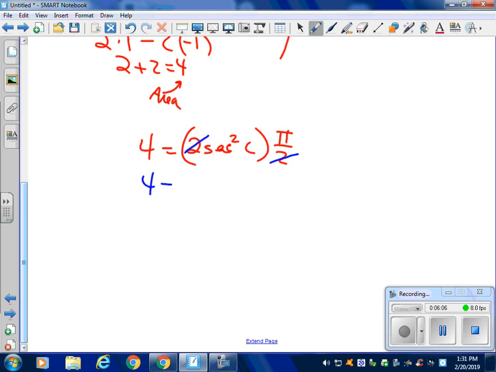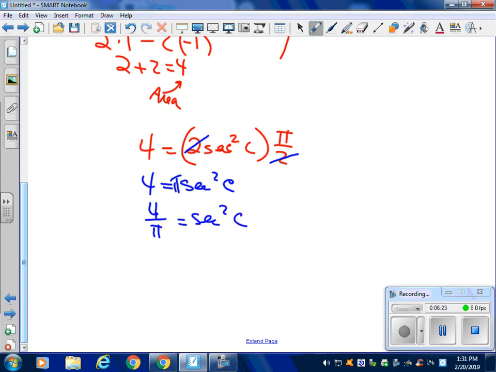So I have 4 equals pi secant squared of C, and I'm going to put that pi in front of it because it's like a number. Pi is a number, it's not a letter. So we can divide by it. Everybody agree? If something's multiplied, wouldn't you divide by it?